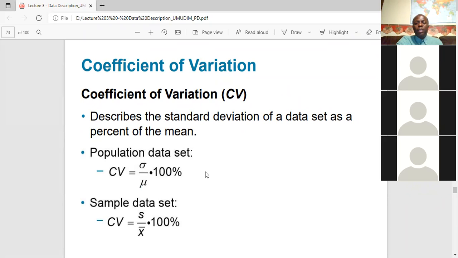This simply means using standard deviation to describe how one thing varies with the other thing, how one variable varies with the other. We use it. I'll give you a typical example.